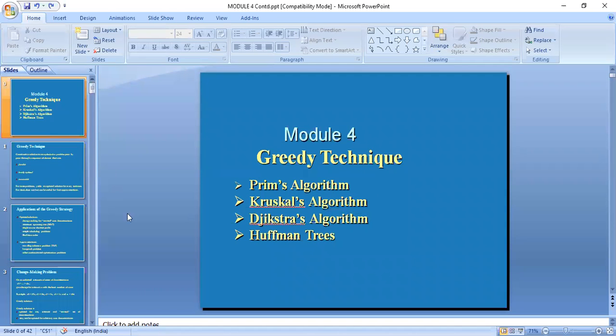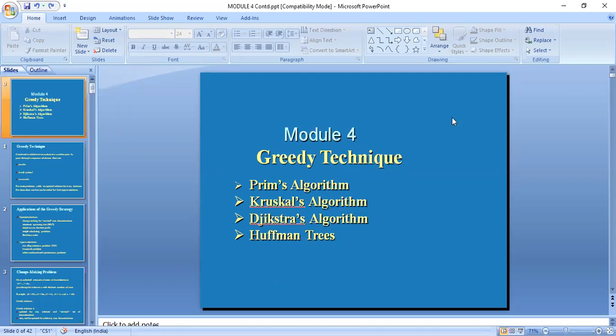In the greedy technique, you will be having the Prim's algorithm, Kruskal algorithm, Dijkstra's algorithm, and the Huffman tree. Greedy means you will be greedy enough for anything. So here it is considered as an optimization problem.